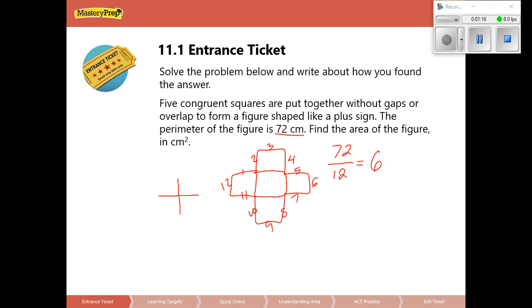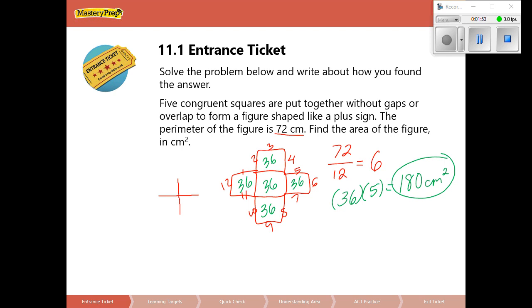So to find the area of each individual one, get a different color, would be 6 times 6 is 36. So each one of these is 36 square centimeters. Well, I can add it together 5 times or do 36 times 5, which actually gives us 180 centimeters squared.